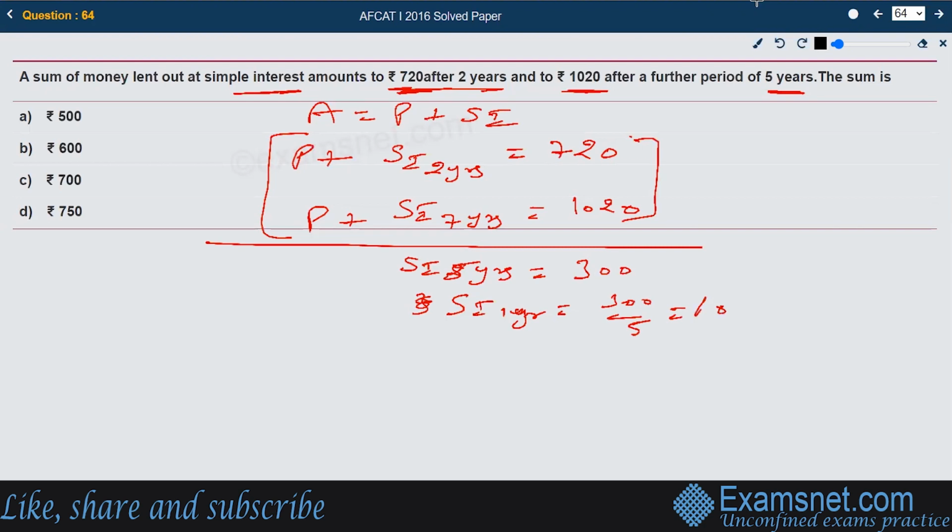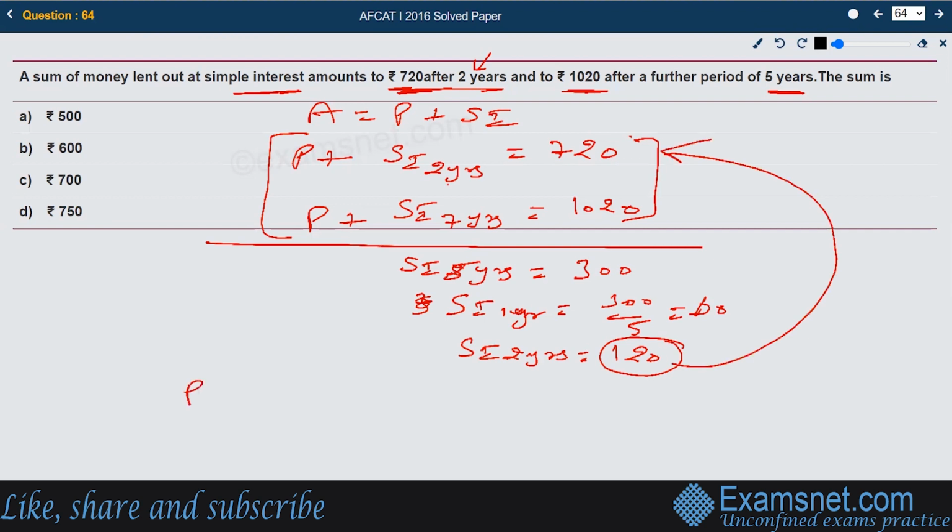So we are supposed to calculate the SI for 2 years first, so then we can equate. Your SI for 2 years is going to be 120. Now, principal plus SI for 2 years, which is 120, let's put this into equation number 1.